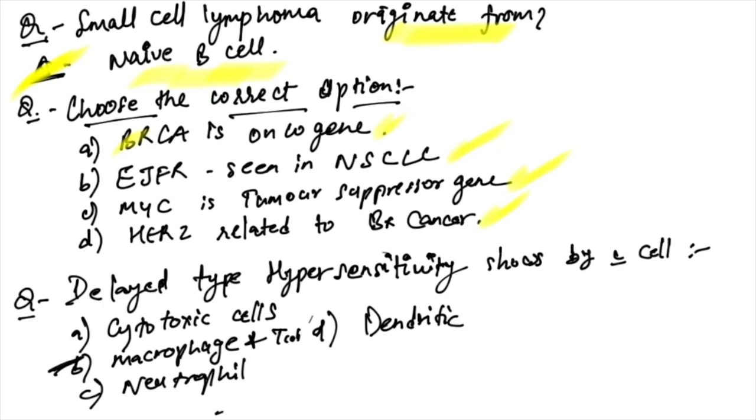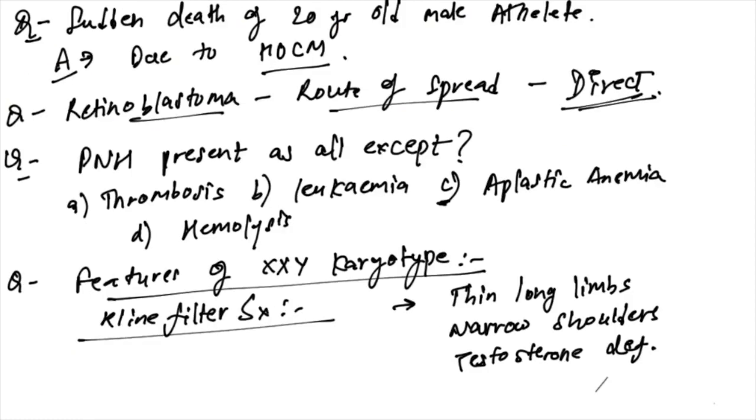Now delayed type of hypersensitivity is shown by macrophages and T cells. Delayed type hypersensitivity. Now sudden death of a 20-year-old male athlete, and the gross picture of the heart was given. It is due to HOCM. Now retinoblastoma, the route of spread is direct route of spread via optic nerve, and PNH presents as all except, so it presents as thrombosis, leukemia, and hemolysis, but not aplastic anemia. And this was the answer.